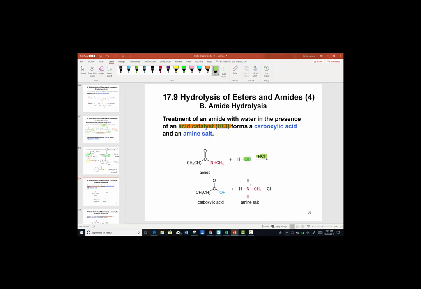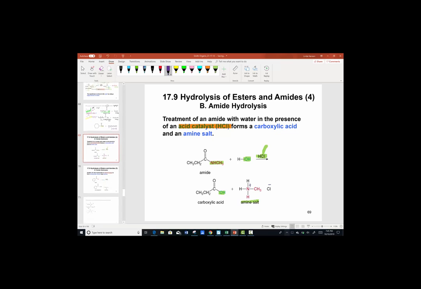Notice the OH from the water molecule goes back to form the original carboxylic acid, and the NH, this part of the amine group, ends up to be the salt, and that's the role of the catalyst there. The chloride creates an electrically neutral compound based on charge. So chloride being negative, nitrogen has a formal charge of +1. So you can get back the original carboxylic acid and the amine salt through the process of hydrolysis.